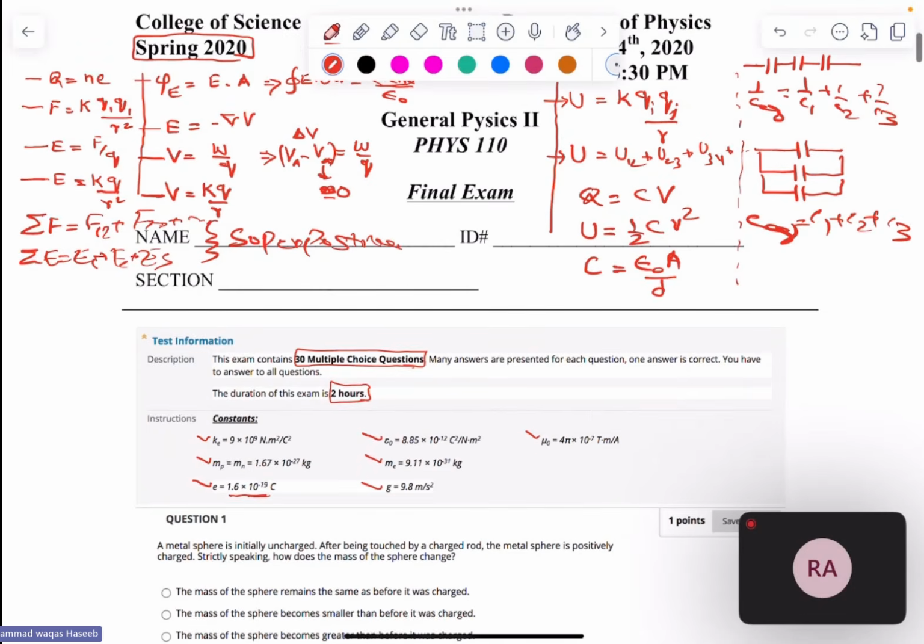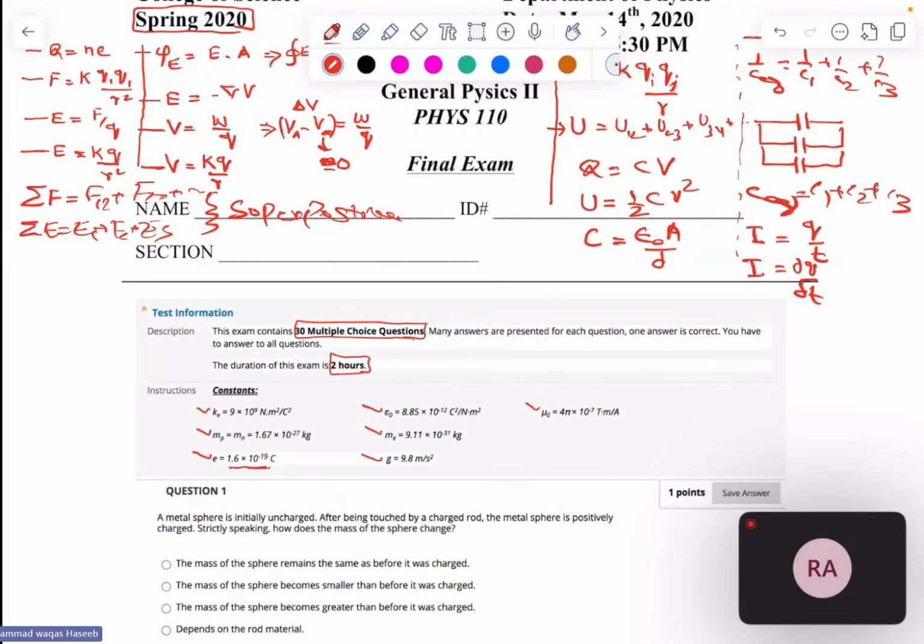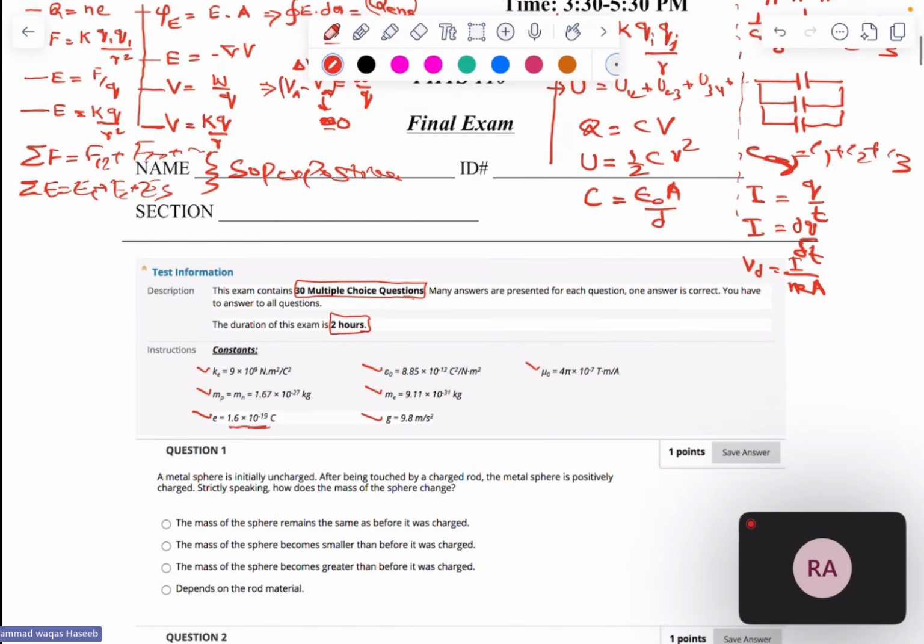And then you have current. Current is Q over t, charge flow, and you can write it like this, dq over dt. Then related to the current, you have the drift velocity, which is I over nEA, I think.